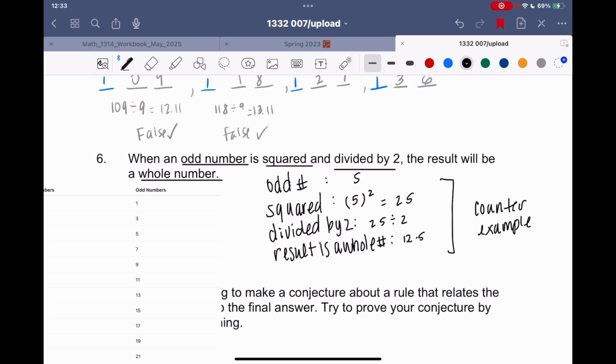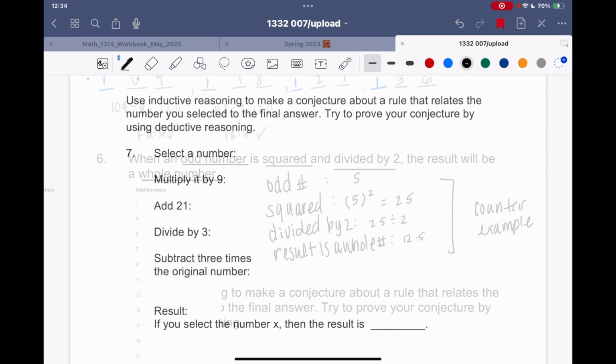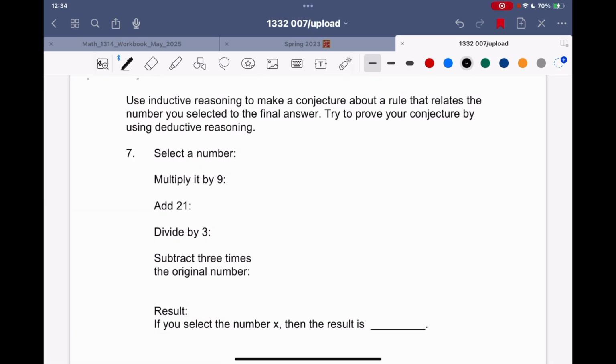Remember, to have a counterexample to prove a statement is false, you just need one item to show it's false. About the rule that states a number you're selected to the final answer, try to prove your conjecture by using deductive reasoning.